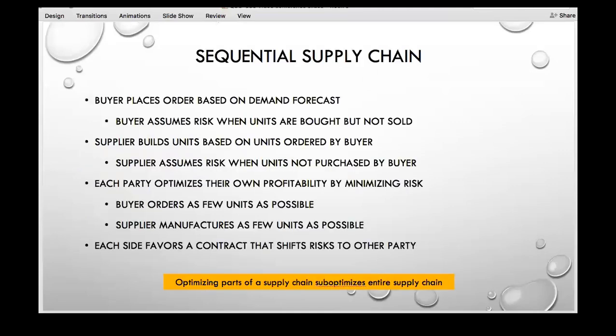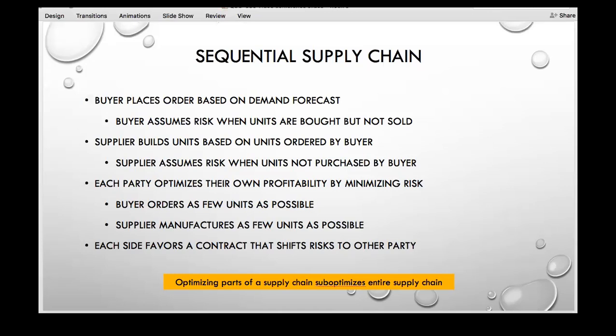Okay, so in week 6 we're going to talk about sequential supply chains, and basically this is a traditional view of a supply chain. It's sequential because it focuses on one party controlling the entire supply chain. So in a sequential supply chain, a buyer places an order based upon the demand forecast. So the buyer is only going to order what they think they're going to sell.